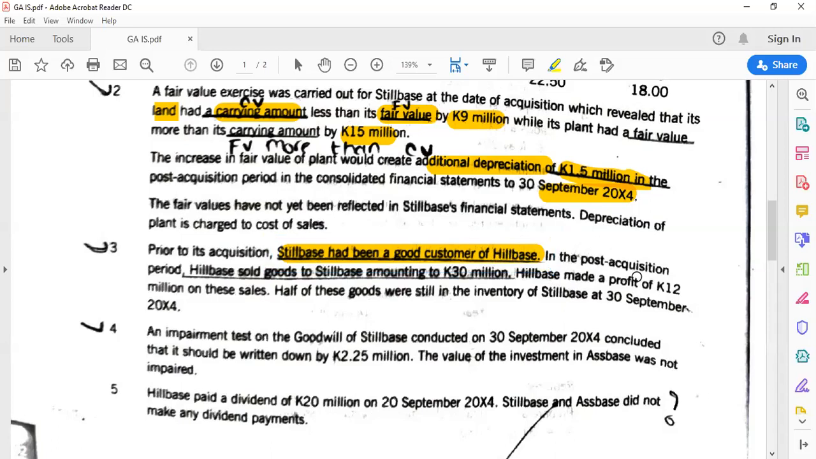Okay, so in the post-acquisition period, Hubase, the parent, sold the subsidiary goods amounting to 30 million. Okay, they sold. So what do we do? Let's go. Hubase made a profit of 12 million on sales. Half of these goods were still in the inventory of Steelbase at 30 September 20X. So the parent sold the subsidiary goods worth 30 million and made a profit of 12 million, meaning that this profit of 12 million, you know, it's like this.